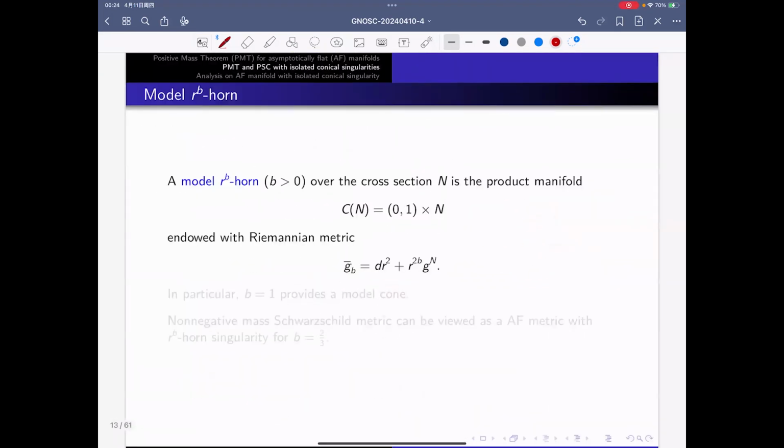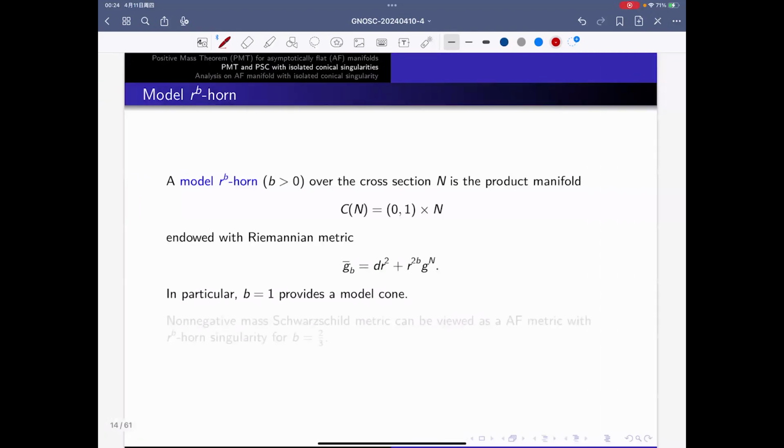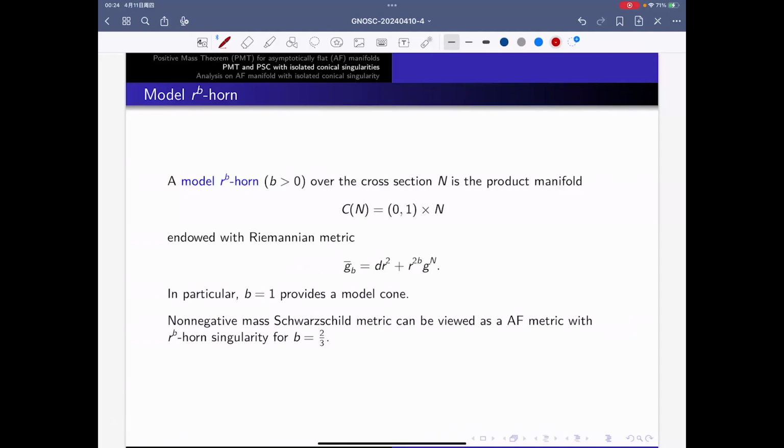So, and more generally, we also looked at the cone singularities modeled on this kind of model horn. Right, so a warped product metric, a product manifold with a cross section N, and when b equals 1, this recovers the model cone, and so the negative mass Schwarzschild metric can be viewed as an asymptotically flat manifold with a horn singularity.